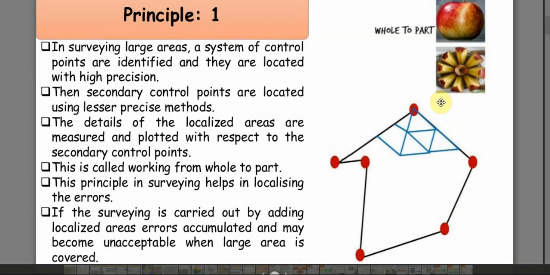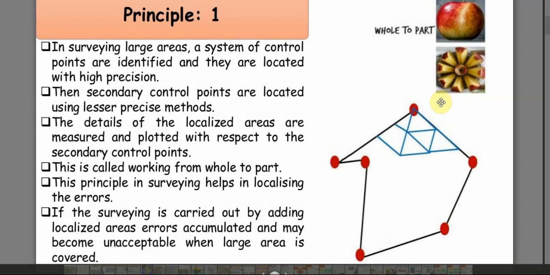So there is a minimization of the error. But let's consider the opposite case, that is working from part to whole. Working from part to whole is, if you want to draw a map of India, you first start drawing the boundaries of the states. Let's say you start from Madhya Pradesh, then Maharashtra, then you will draw the outline of Karnataka, etc.